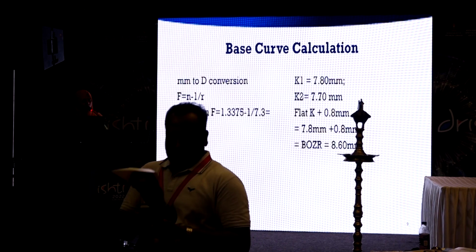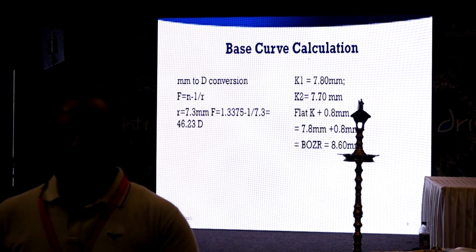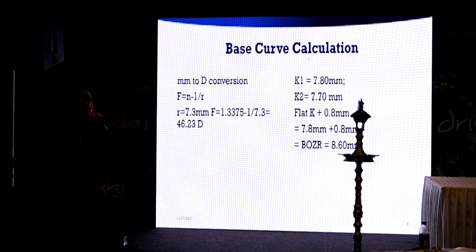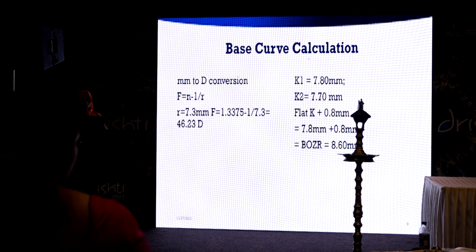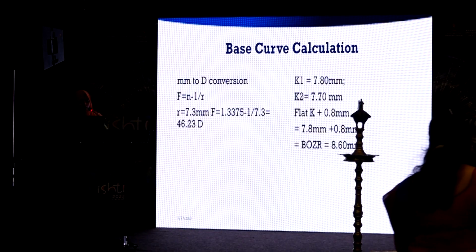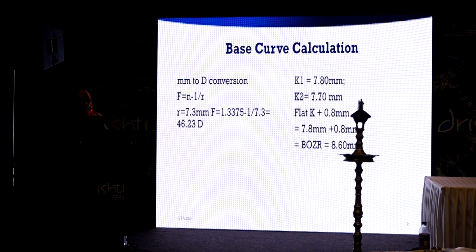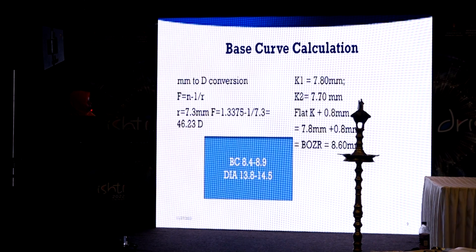It is done with F equals (n minus 1) by r, where we will be getting the dioptric value. So the reverse we can do for the dioptric to get a conversion also. So for example, you can see there is a K1 of 7.8 and also K2 of 7.70. So first we have to find the flat K.